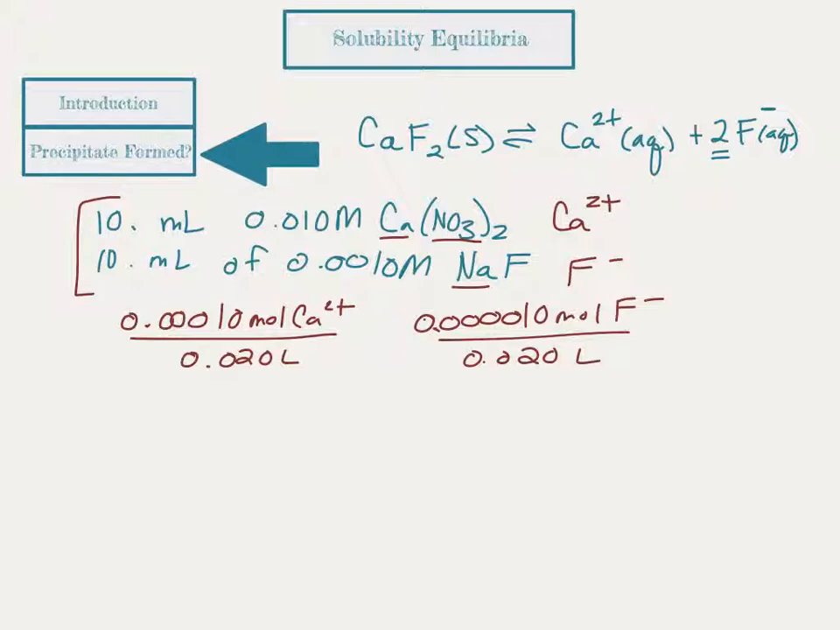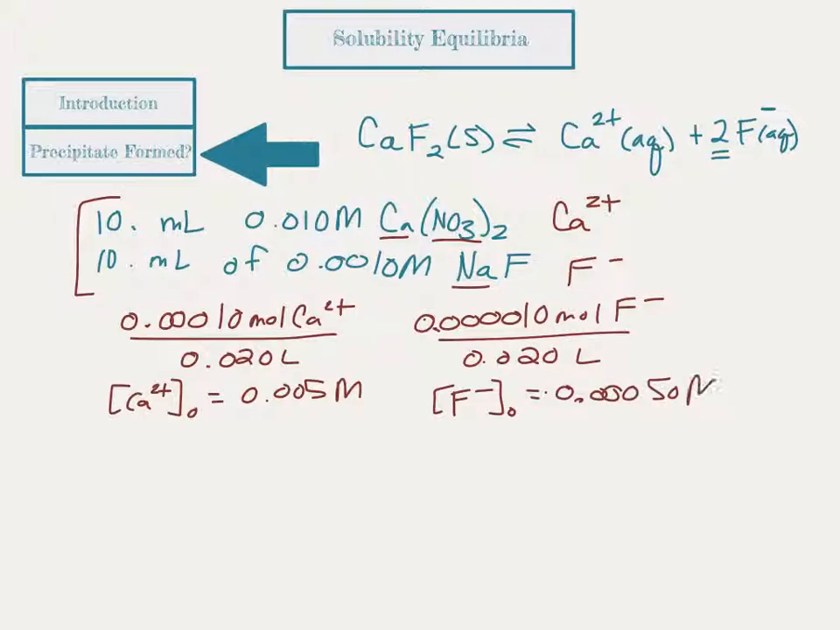This gives me a starting concentration for calcium that is 0.005 molarity, and for fluoride, 0.00050 molarity. Okay, now to see whether a precipitate will form, I need to calculate the reaction quotient.